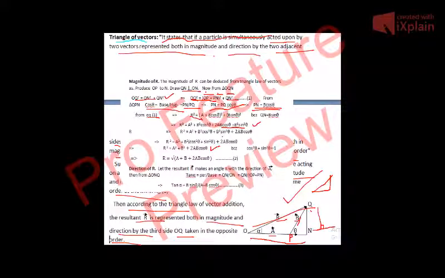This implies R square is equal to A square plus B square cos square theta plus B square sin square theta plus 2AB cos theta. Taking B square common, R square is equal to A square plus B square into cos square theta plus sin square theta, plus 2AB cos theta. Because cos square theta plus sin square theta is equal to 1, R square is equal to A square plus B square plus 2AB cos theta. And this implies R is equal to the square root of A square plus B square plus 2AB cos theta.